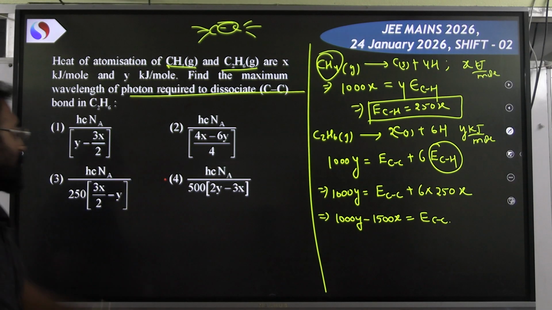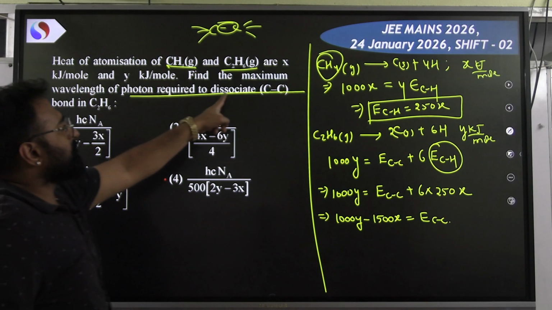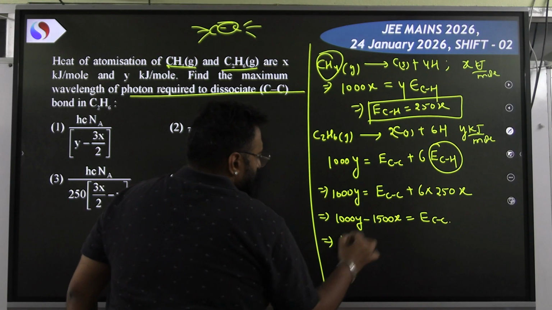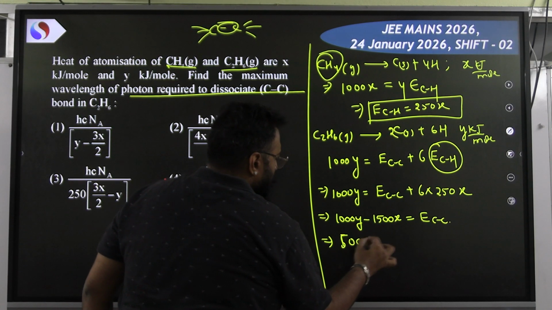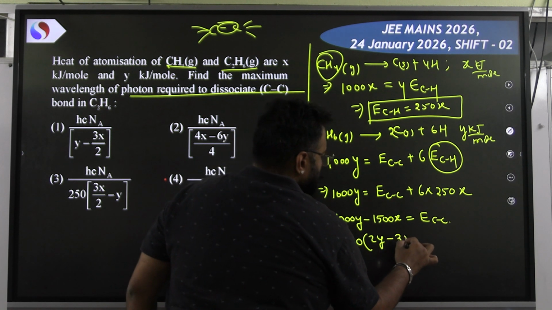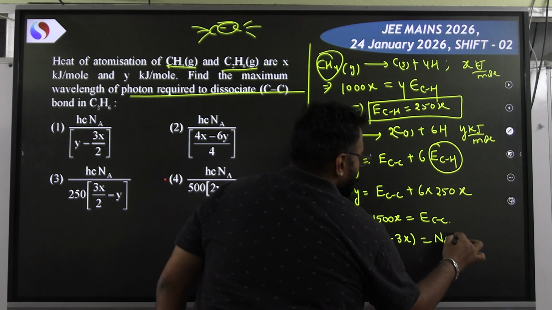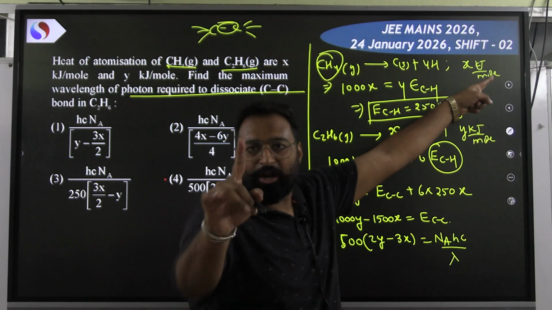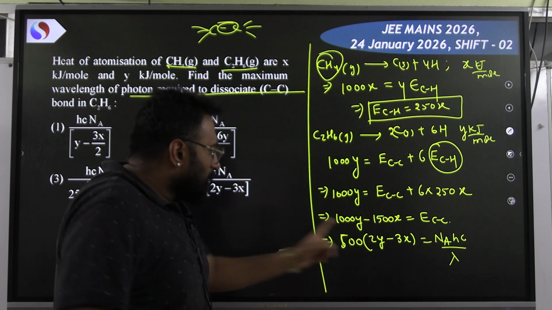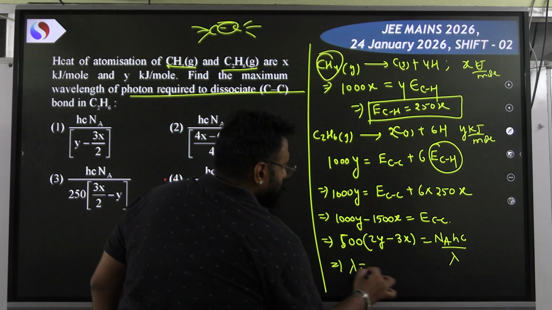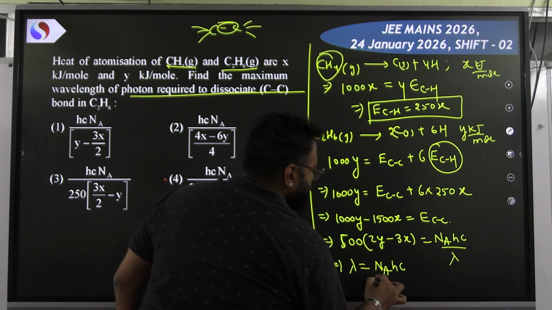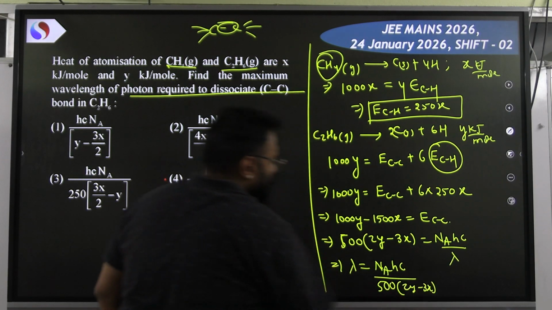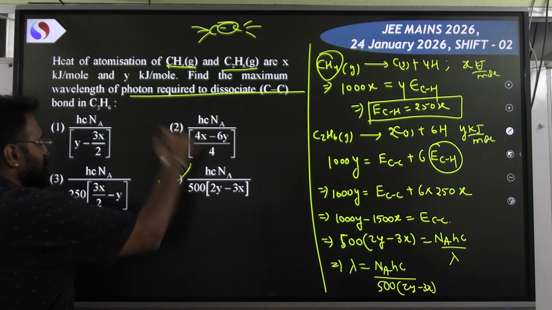This is the relation. Now what is the question asking? Wavelength of carbon. Meaning you need to convert this. Can I write this as 500 (2y minus 3x) is equal to NaHC by lambda? You may ask, sir, why Na? Because we are talking about a particular 1 mole. Okay. So what is lambda? NaHC by 500 (2y minus 3x). So fourth option is the correct one.